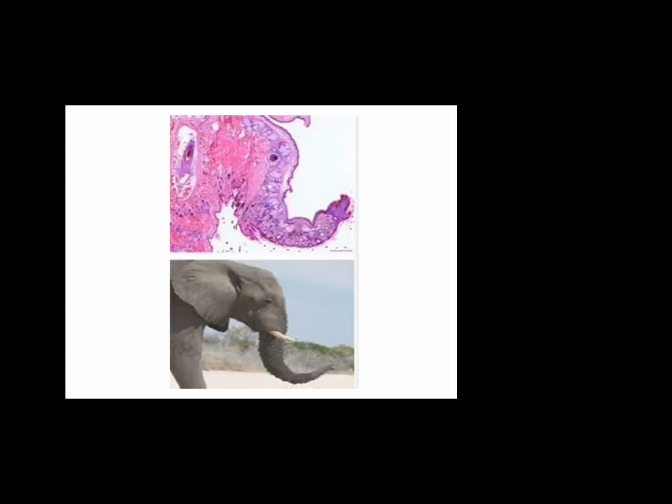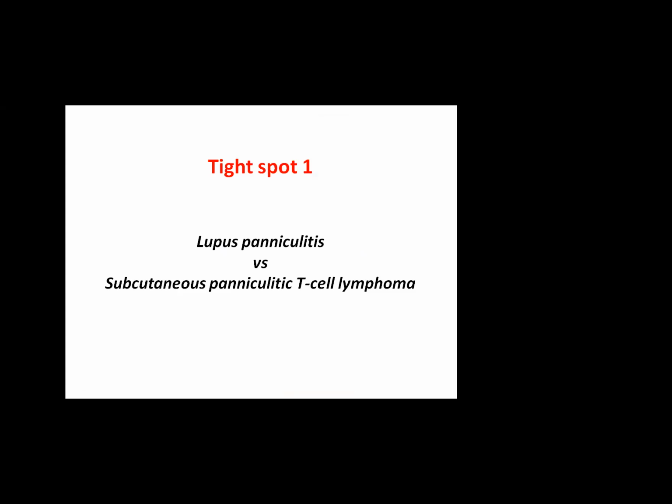So, in the next 40 minutes, I'm going to take you through a small journey of various situations that posed significant diagnostic challenges for me when I looked at them initially, and how over a period of time we came to various conclusions regarding these dermatoses. My first tight spot is regarding two types of panniculitides, that is lupus panniculitis and subcutaneous panniculitic T cell lymphoma. And there is a small story regarding this tight spot.